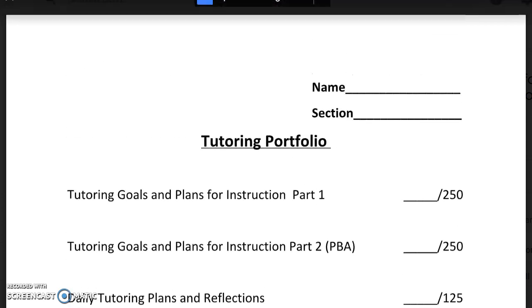The tutoring portfolio, along with the teacher report, are due the day of the party at the end of the semester. You will be taking the portfolio back with you, and I will be keeping both copies of your teacher report.